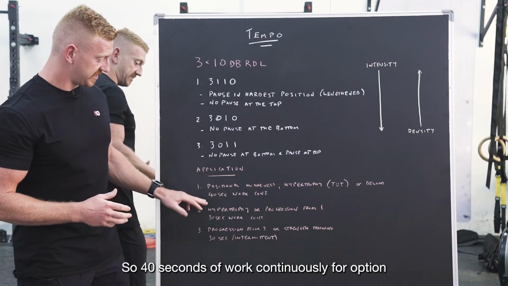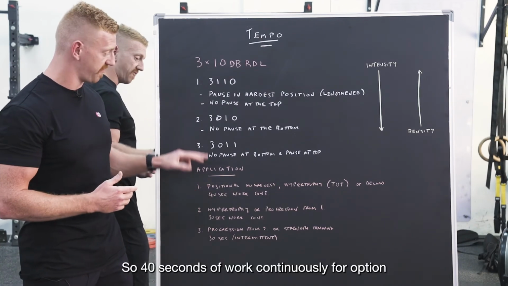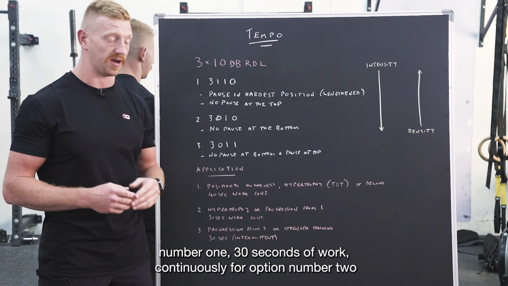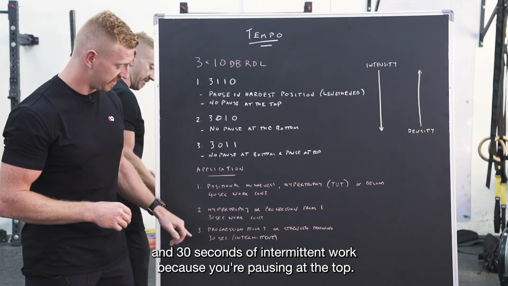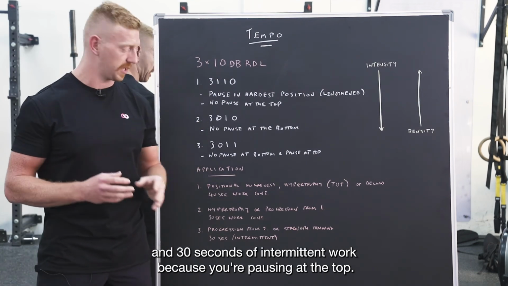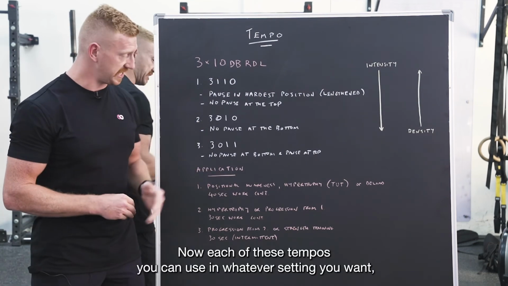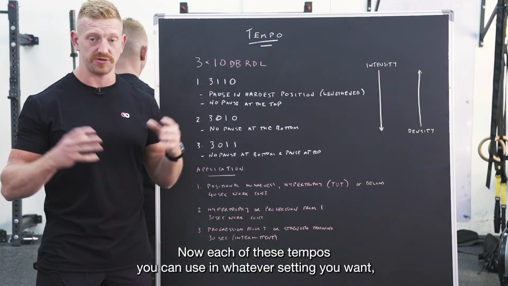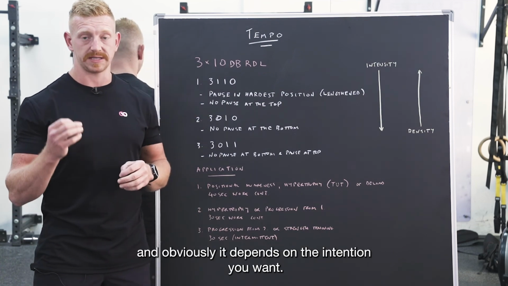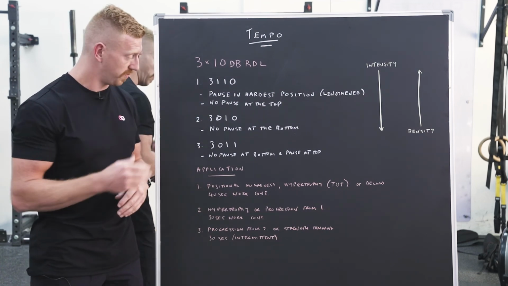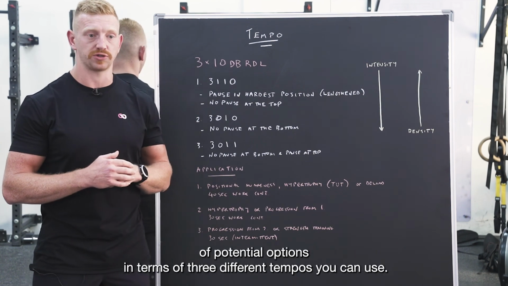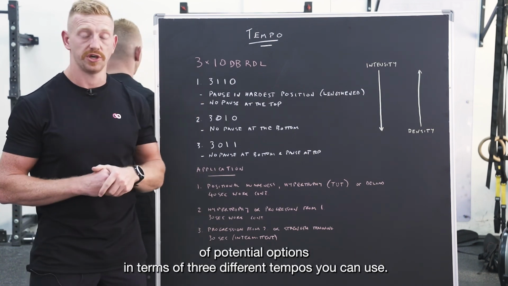So 40 seconds of work continuously for option number 1, 30 seconds of work continuously for option number 2, and 30 seconds of intermittent work because you're pausing at the top. Now, each of these tempos you can use in whatever setting you want, and obviously it depends on the intention you want, but hopefully that clears up a couple of potential options in terms of 3 different tempos you can use.